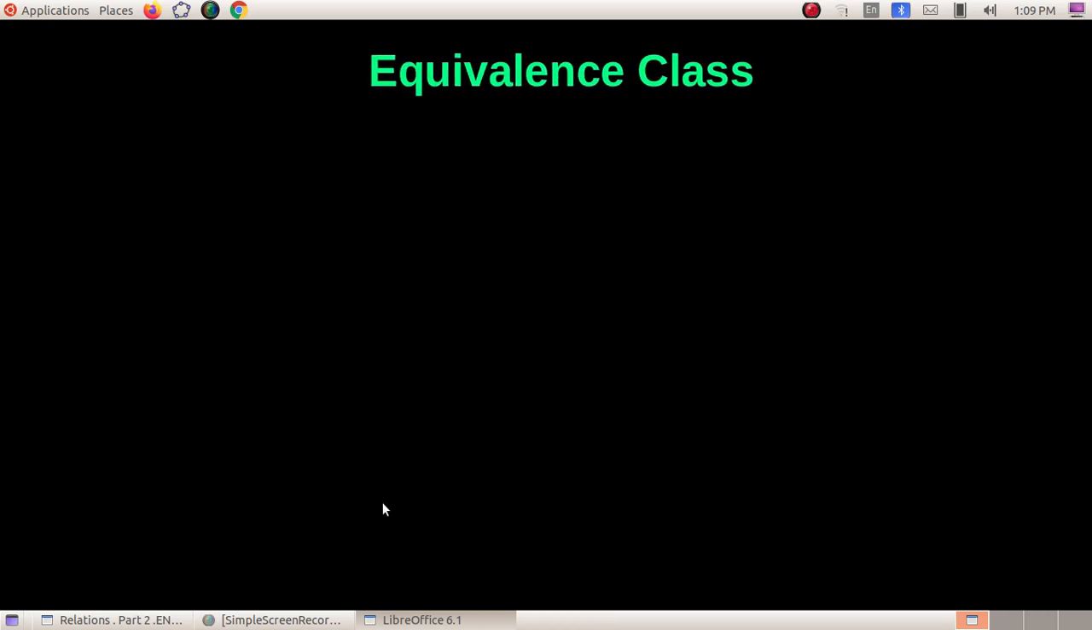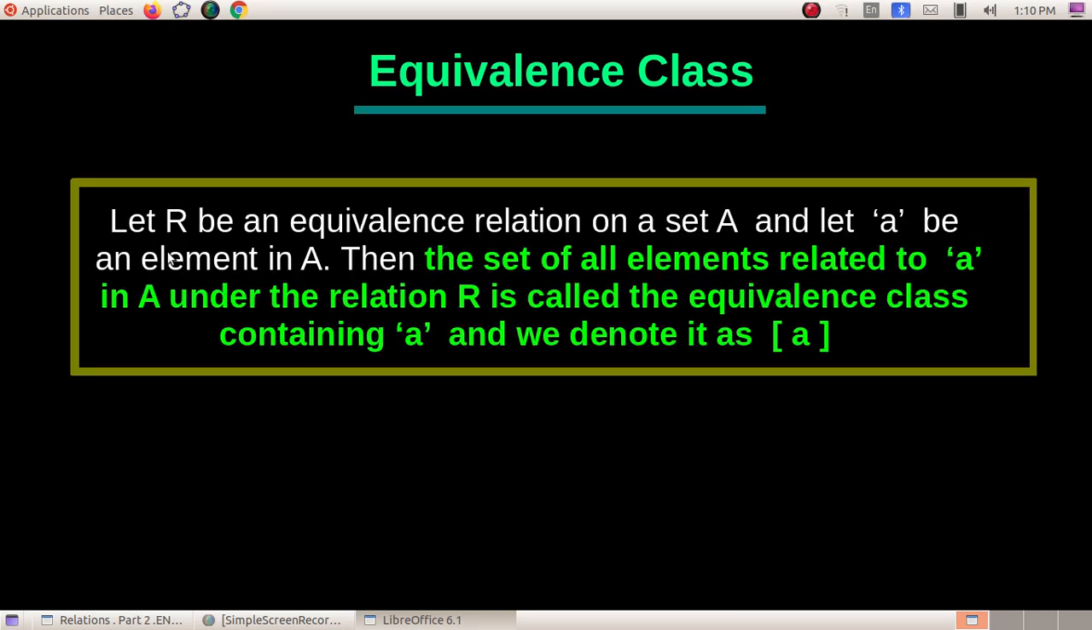Just write the formal definition of equivalence class. Let R be an equivalence relation. For an equivalence class, there must be an equivalence relation and a set A, and let small a be an arbitrary element in capital A. Small a is a member of A. Then the set of all elements in the set A related to the element a under the relation R is called the equivalence class containing a, and we denote it as class a. Okay, I think you are clear on this concept.